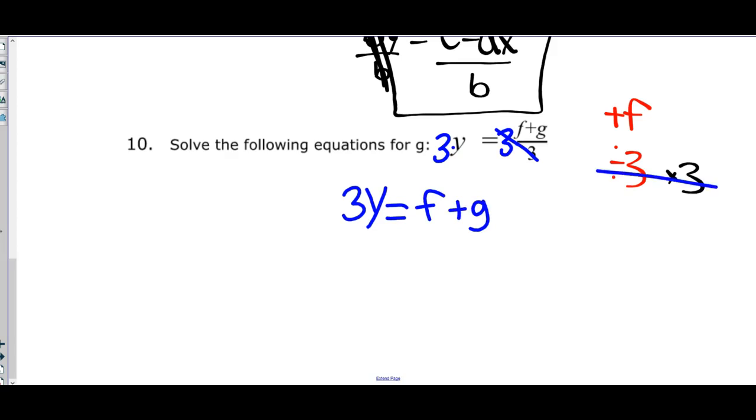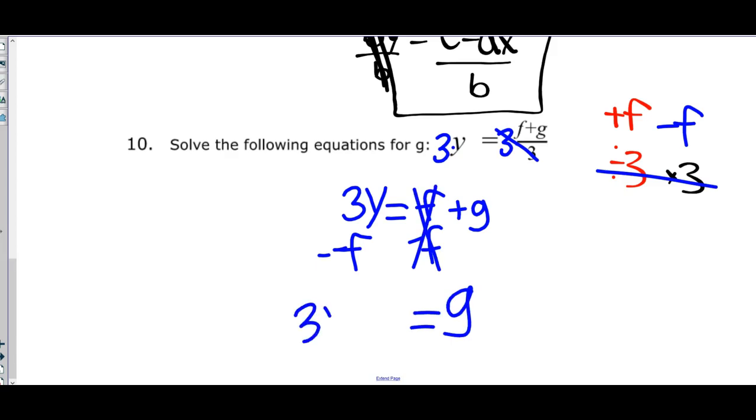Eliminated that. Now this plus f, I want to get rid of the f that is added. I need to subtract by f. So minus f to both sides. F's go away. G equals 3y minus f.